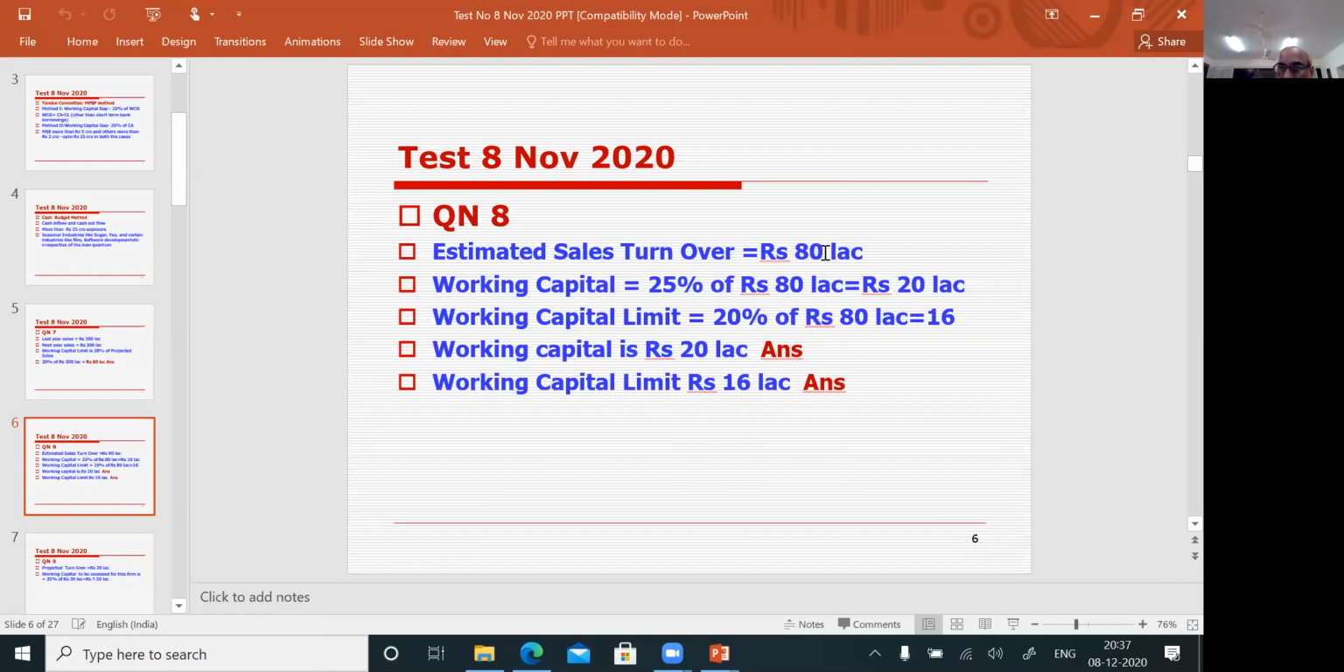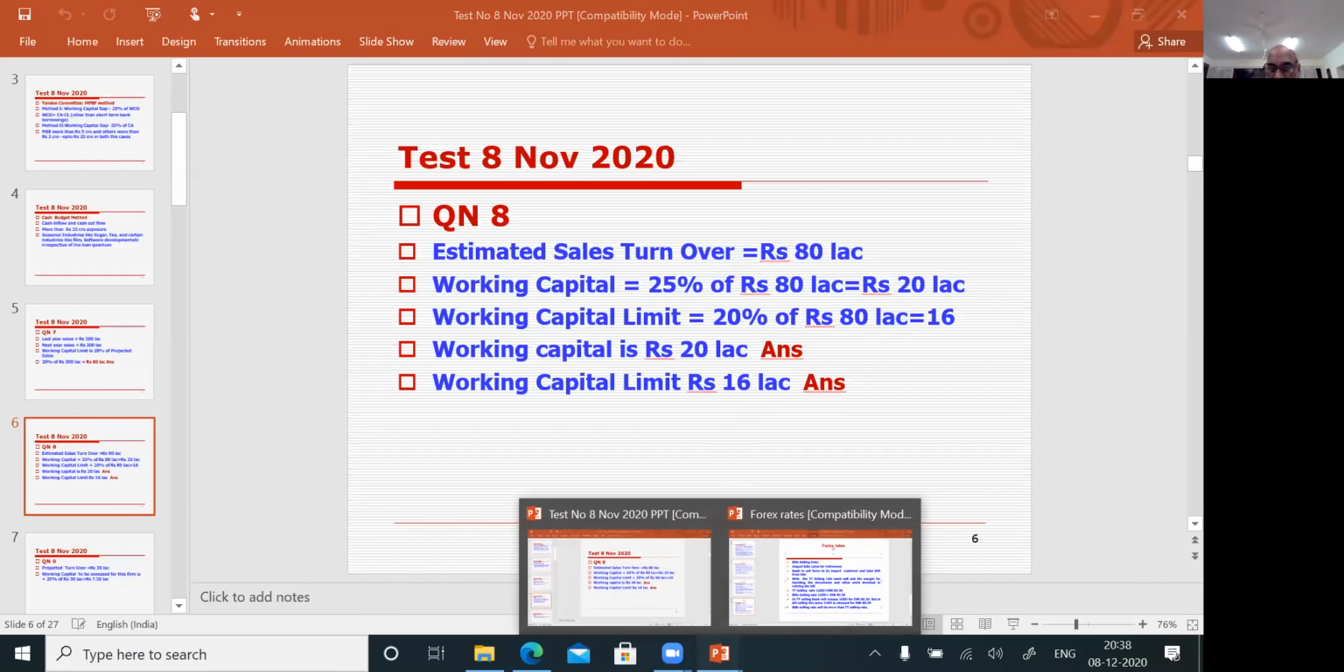So here they are given the projected sales. Simply they are asking what is the working capital. If they give the turnover, the working capital is 25% of the projected turnover. Working capital limit is 20% of the projected turnover. So 25 and 20, 20 and 16. Working capital is 20 lakhs and working capital limit is 16 lakhs. That is the answer for this question.